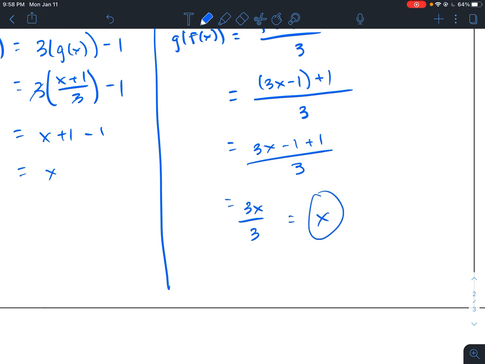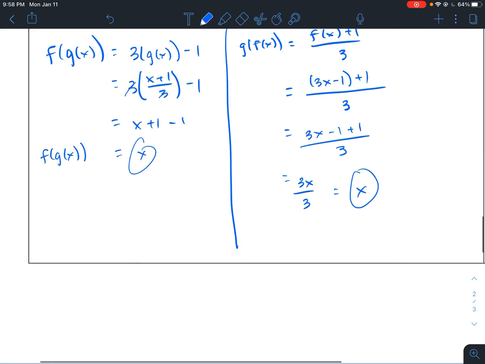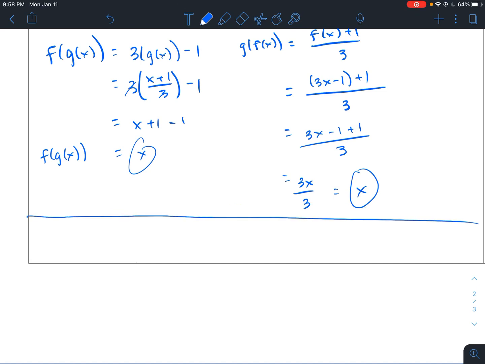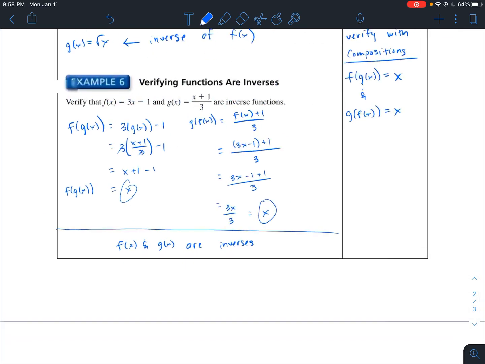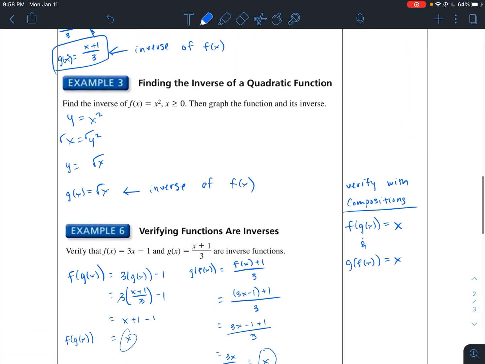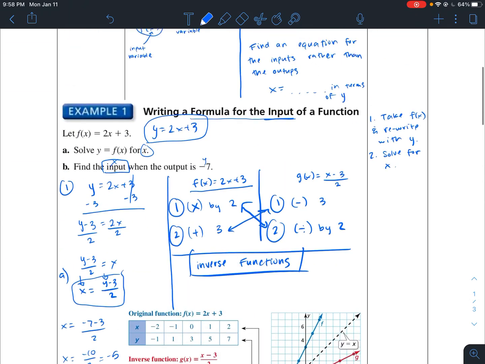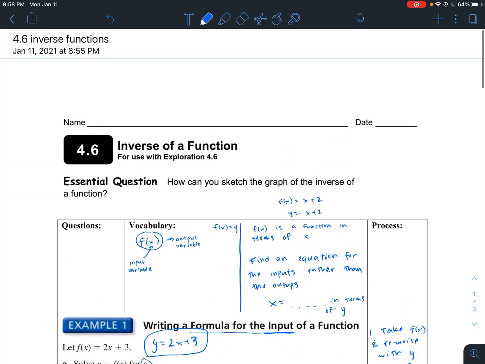So there you go. We just verified that these are indeed inverses of each other. f of x and g of x are inverses. Okay. And that's pretty much it. Really simple, straightforward lesson, and now you know about inverse functions.